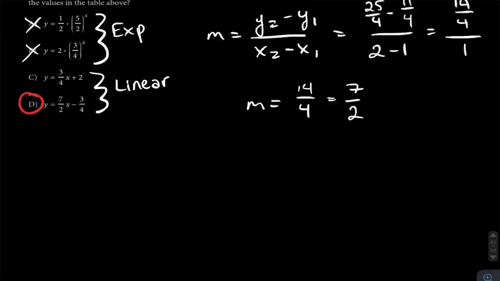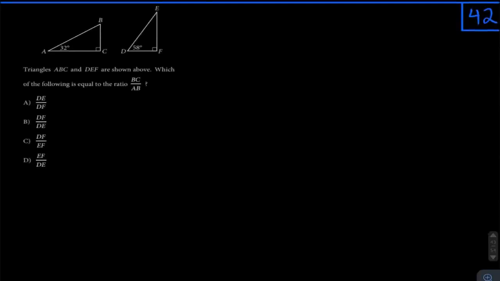So, moving on to problem 42 here. We have two triangles, and it says triangles ABC and DEF are shown above. Which of the following is equal to the ratio BC over AB? Looking at these two triangles, we're given some angle measures, so you can assume there's something we need to do here, and we also know that they're both right angles, right?